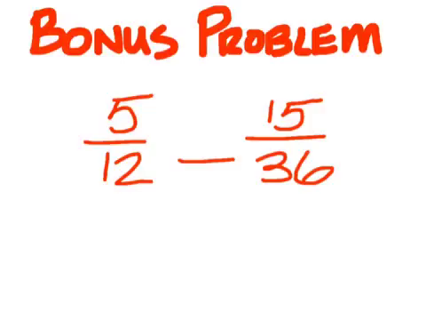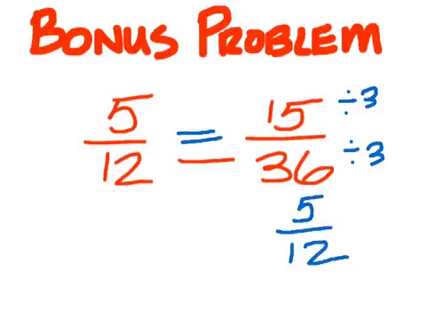Solution for the bonus is to try to reduce the fraction on the right. It's divisible by 3 on the top and the bottom. When you do that, it turns into 5 over 12. So therefore they are equal.